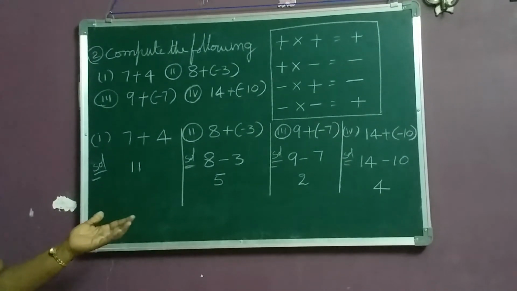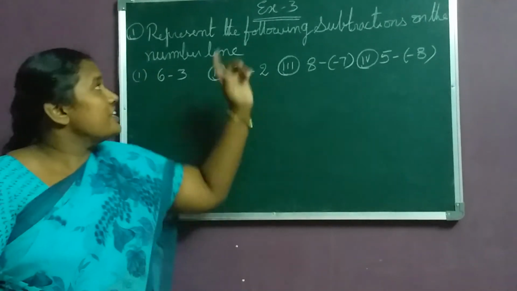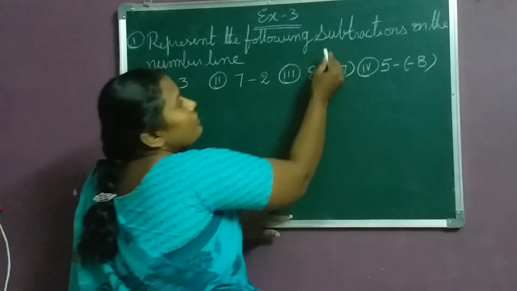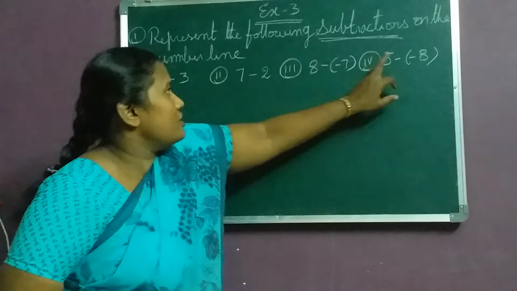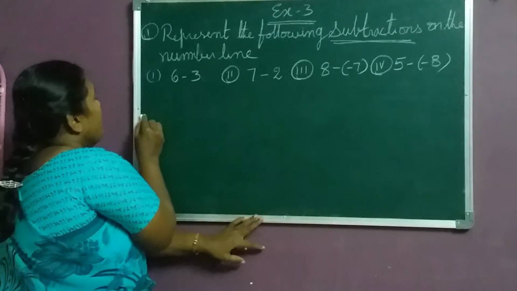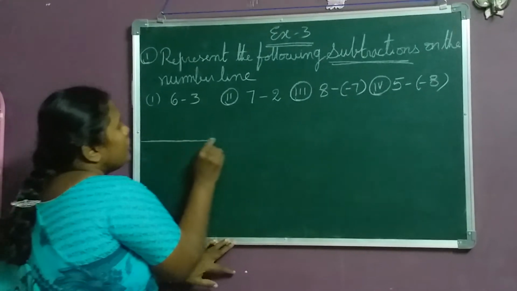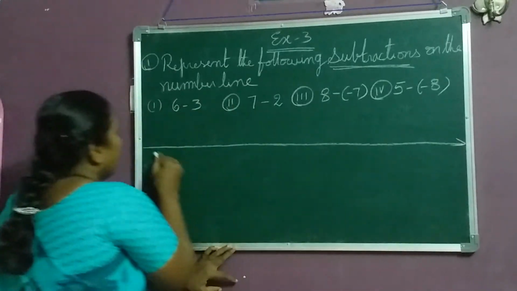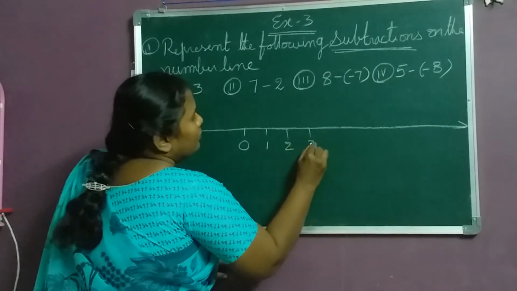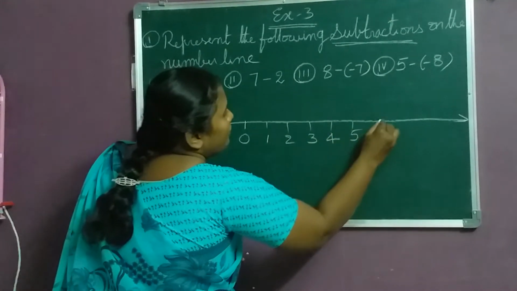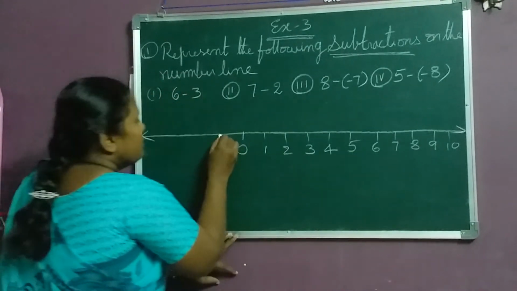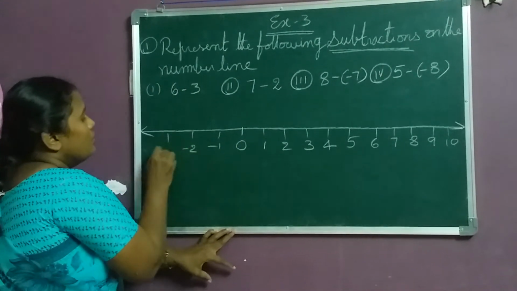Next exercise. Exercise 3. First problem. Represent the following subtractions on the number line. Before addition, now subtraction. Now, 6 minus 3. Draw the number line. 0, 1, 2, 3, 4, 5, 6, 7, 8, 9, 10, minus 1, minus 2, minus 3.